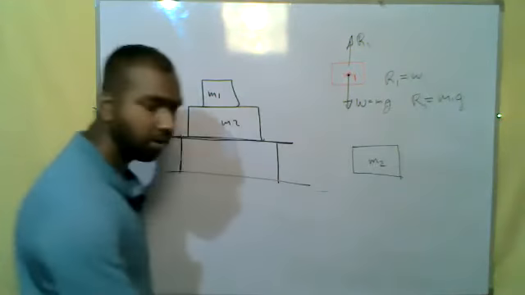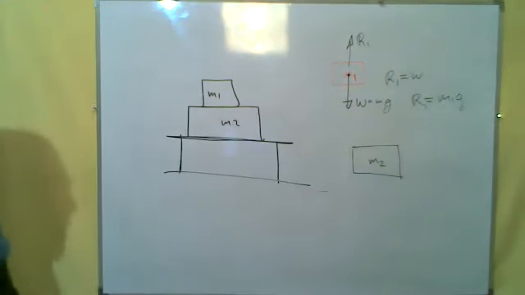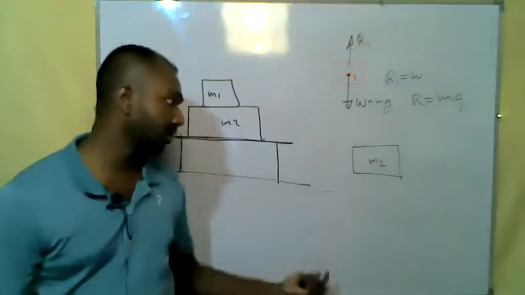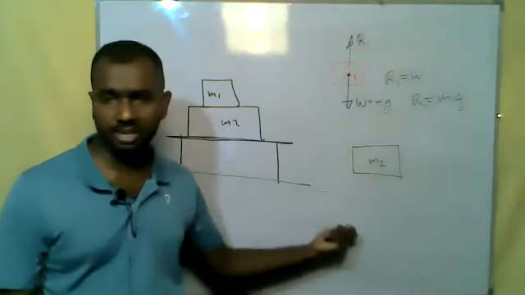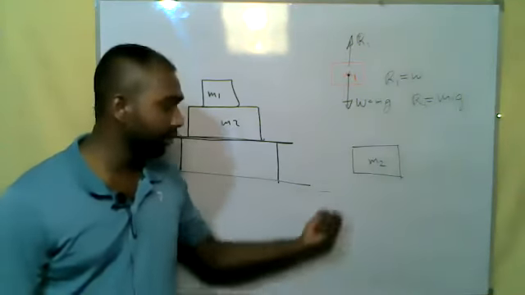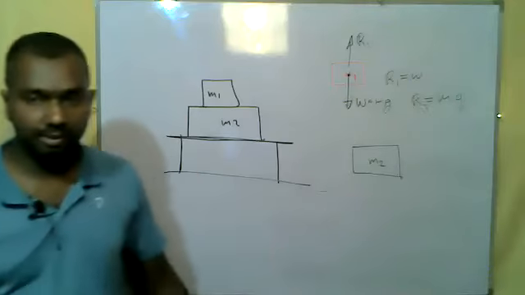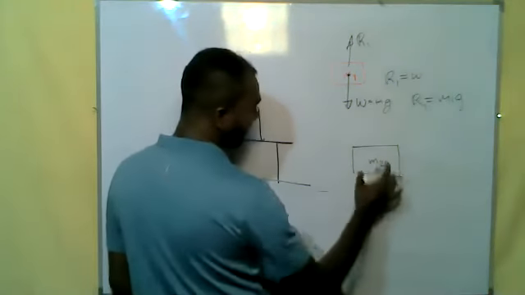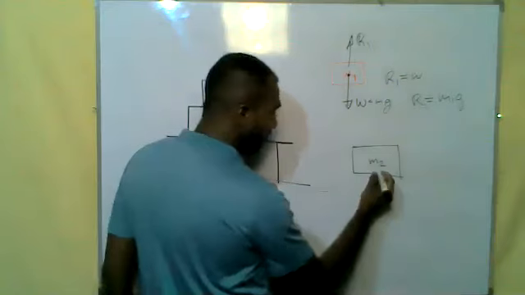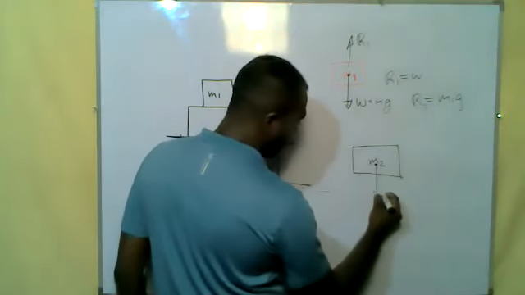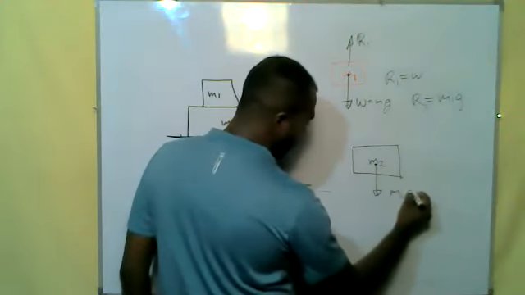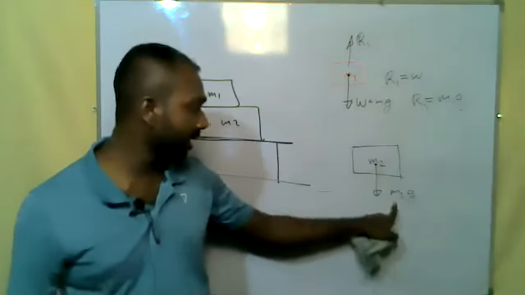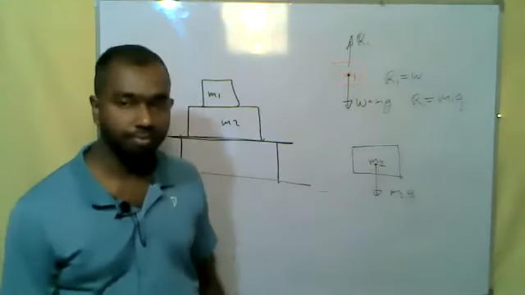This is a very crucial part, drawing the correct force diagram. Depending on whether you indicate all the necessary forces, you will be able to go through the future questions. So this also has a mass, so that means this has a weight: mass 2 times gravity. Those are forces acting upon this mass.